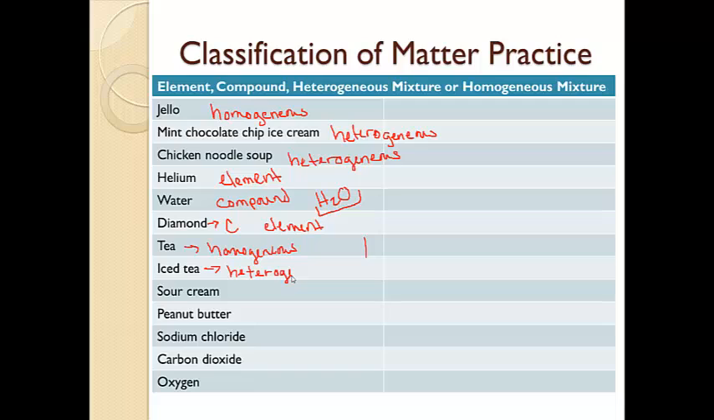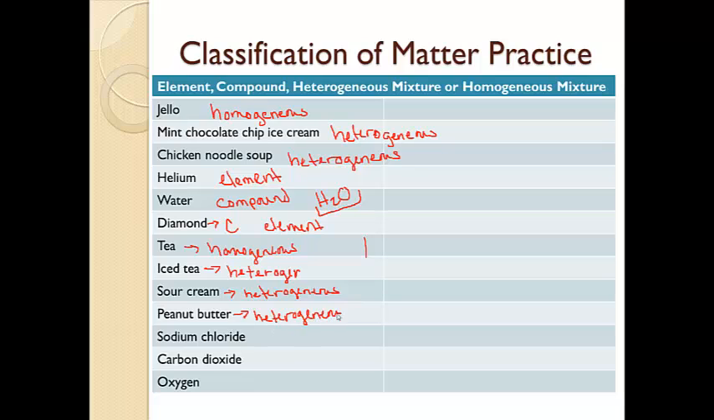Sour cream. The next two are actually kind of tricky. Sour cream actually ends up settling out over time, there'll be water that floats to the top. Because of that, it's considered heterogeneous. Peanut butter over time does the exact same thing because the oil floats up. So peanut butter is also considered heterogeneous.